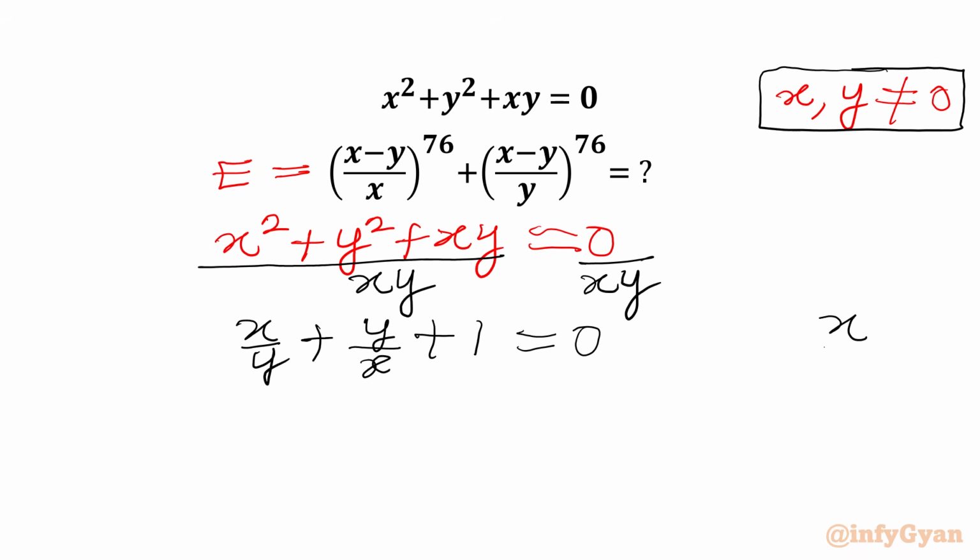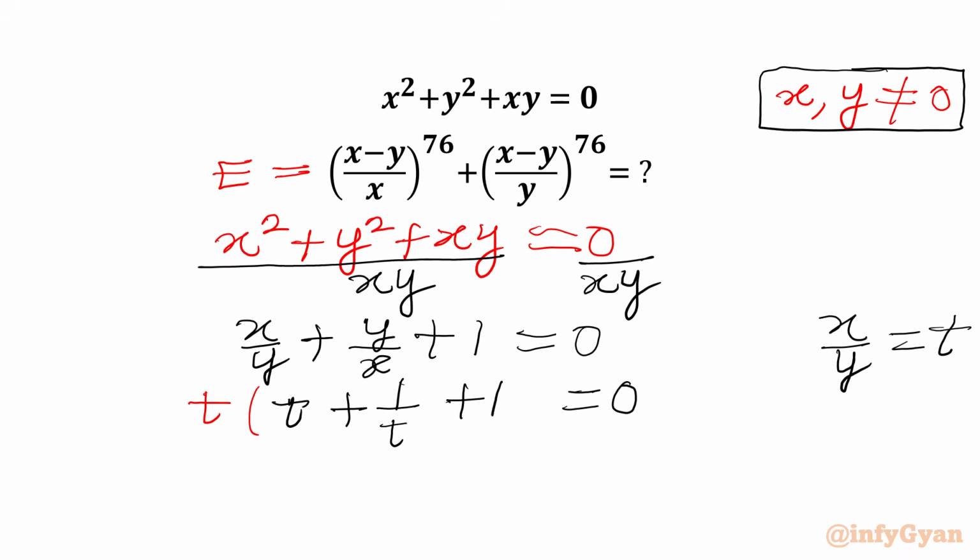Now assume x over y, suppose this is equal to t. Then y over x will become 1 over t. So we can write t plus 1 over t plus 1 equal to 0. Now I will multiply both sides by t to get rid of fractional terms. So let's multiply RHS also by t. t times t is t square. t times 1 over t is plus 1. t times 1 is t equal to 0.